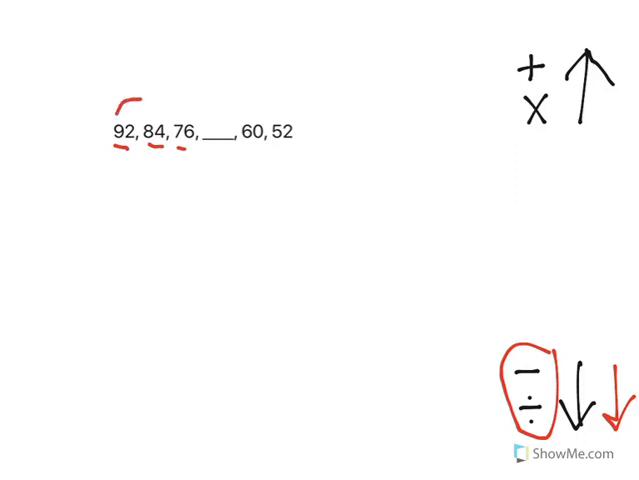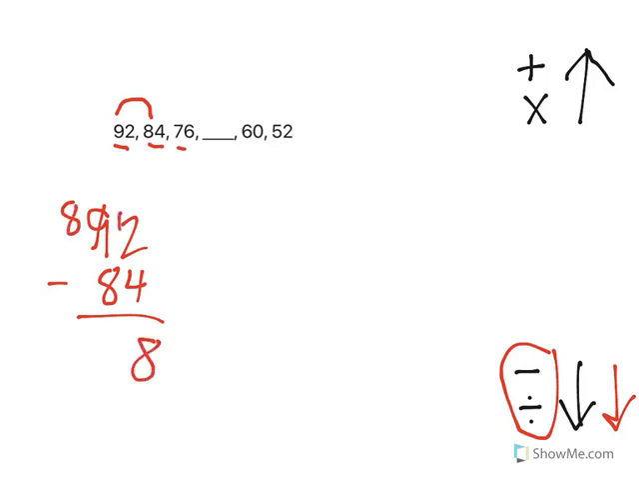So I'm going to take these first two numbers, 92 and 84, and I'm going to find the difference between them. So I'm going to borrow from the 9, it becomes an 8, 12 take away 4 leaves me with 8, and 8 take away 8 is 0. So from 92 to 84, I went down by 8, or I subtracted 8.